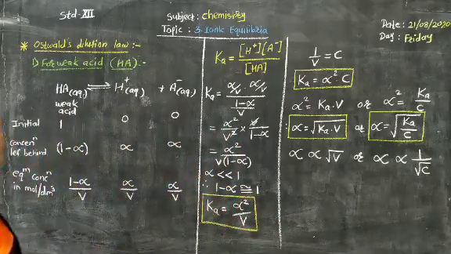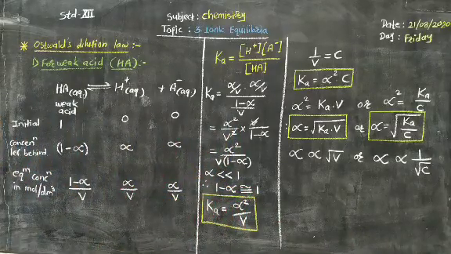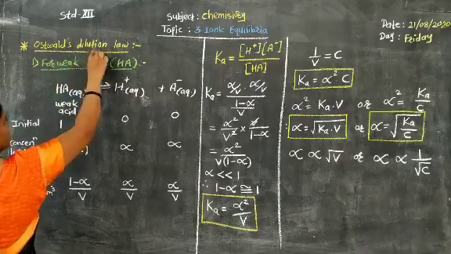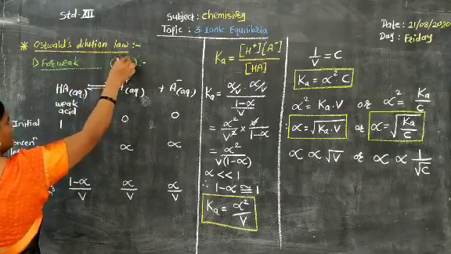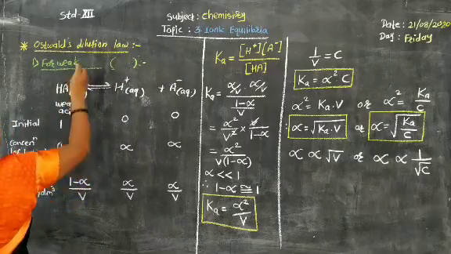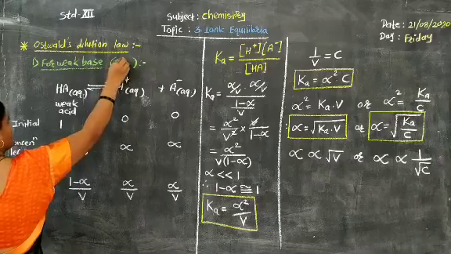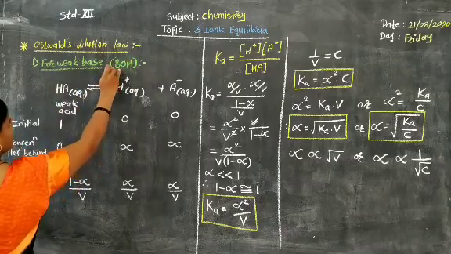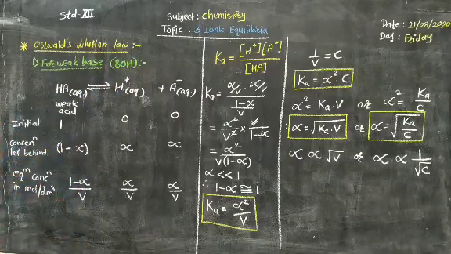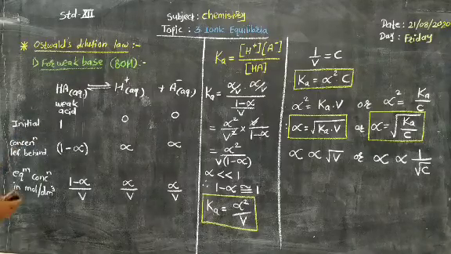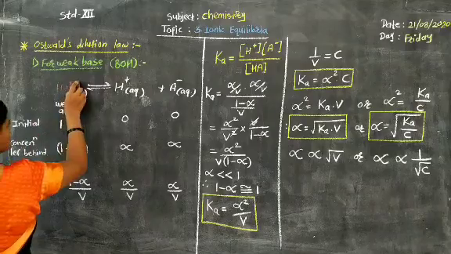Now the same derivation we can write for base. So second, for weak base, let us focus on weak base. What is the general representation of weak base? Yes, it is BOH. BOH is the representation for weak base. Now how does weak base ionize?